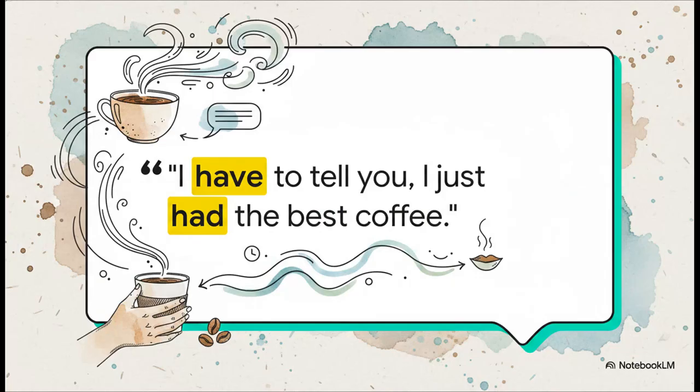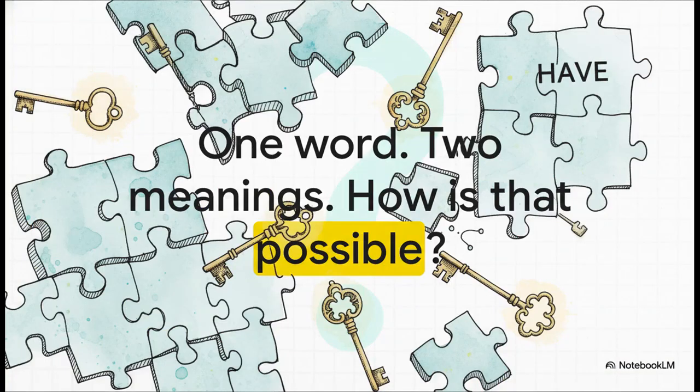So picture this. You're chatting with a friend and they say something like, "I have to tell you, I just had the best coffee." Wait a minute, we've got "have" and "had" in the same sentence. It's the same basic word, but they mean totally different things. How is that possible? And that is the puzzle we're going to solve right now.